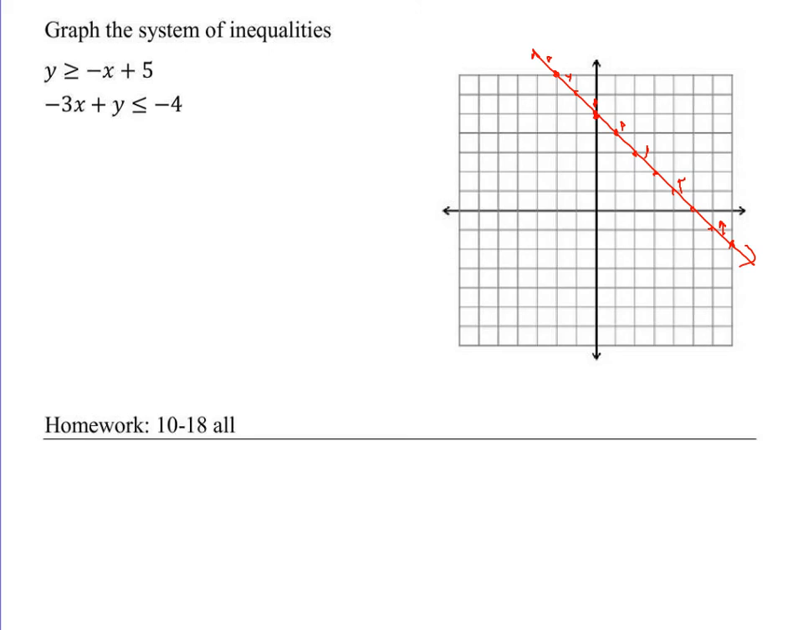Okay, how about that second inequality? What do I need to do? Put it in slope-intercept form. So how do I do that? Add 3x to both sides, which gives me... good. So now that one's in slope-intercept form. So we graph it.